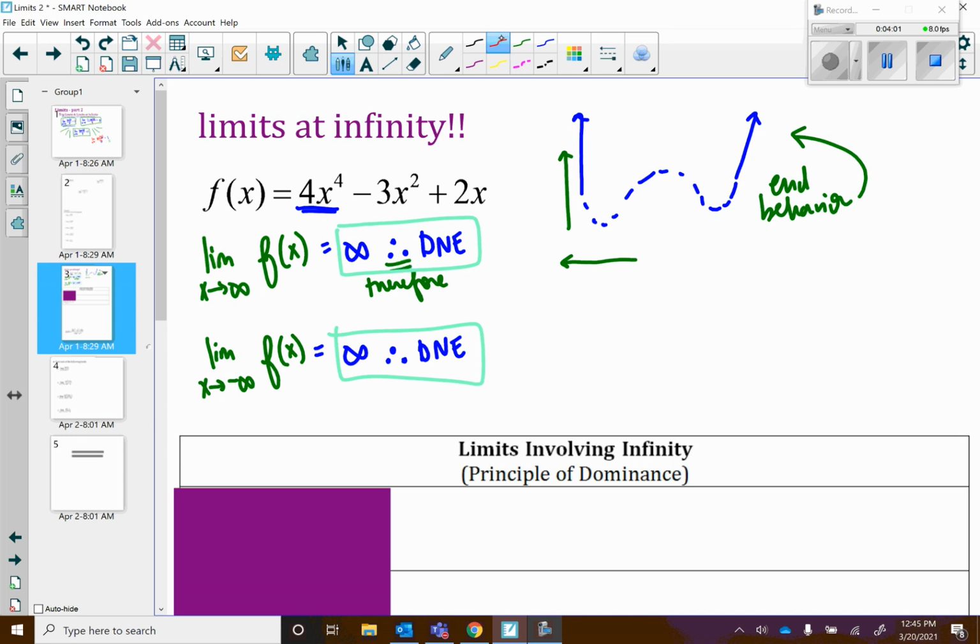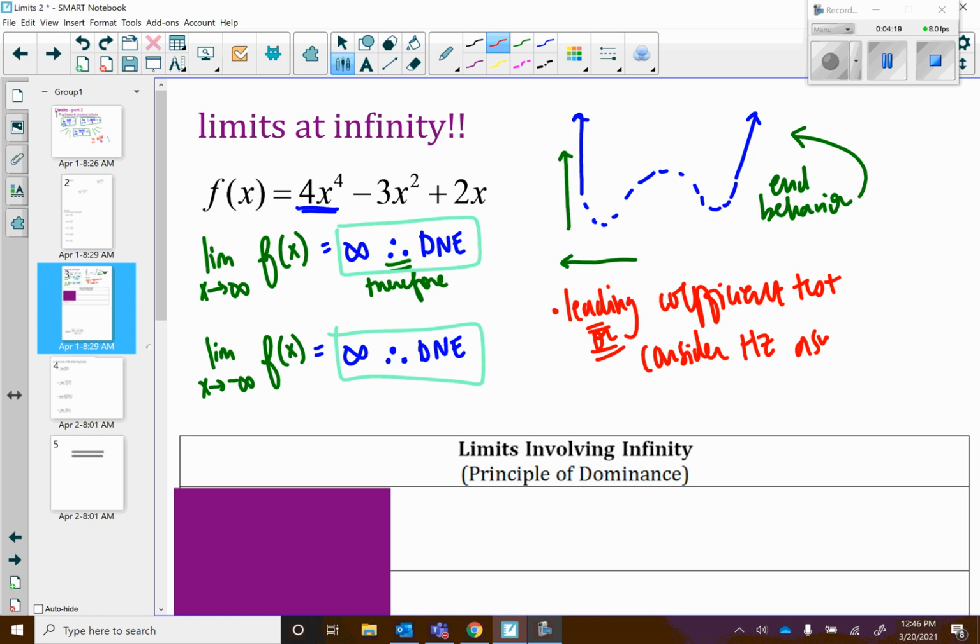In general, we are going to use either the leading coefficient test to determine end behavior, or we're going to consider our horizontal asymptotes.